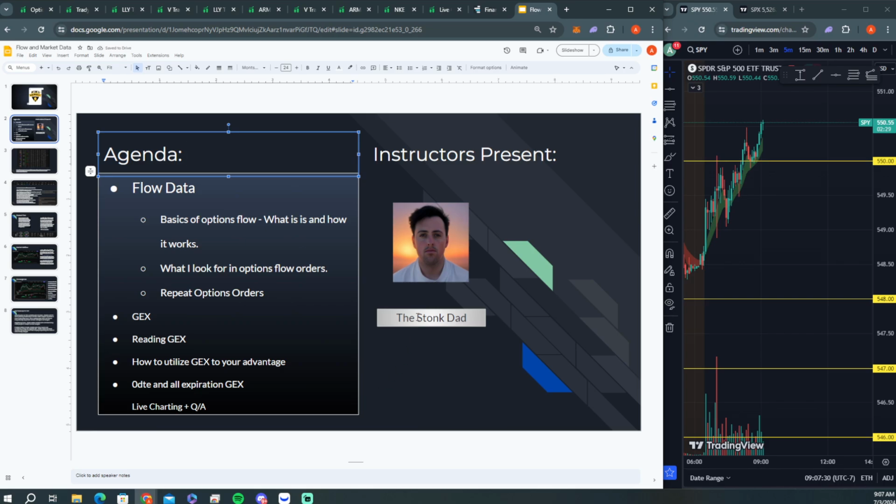So the agenda for today is we're going to be talking about flow data. I'll help you guys understand what flow is. I'll go through each order. I'll go through the live data because I know Champ talks a lot about Flowtopia. So I'll be going over every little aspect of the orders that come in with flow data, and then what I look for as well. So look for the basics here, how it works, what I look for, and then I'll be talking about the repeat option orders, and that's a big one that I look for in my trades. And then I'll be going over some GEX levels, gamma exposure, and how I utilize that as well.